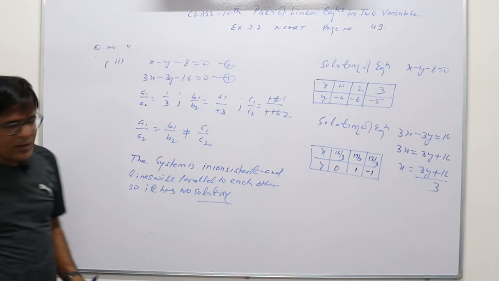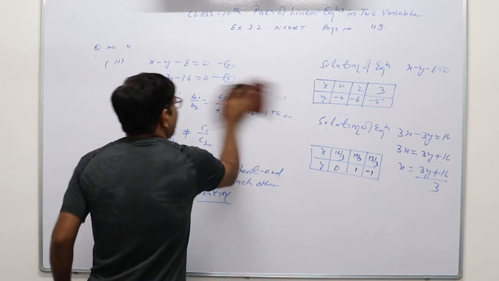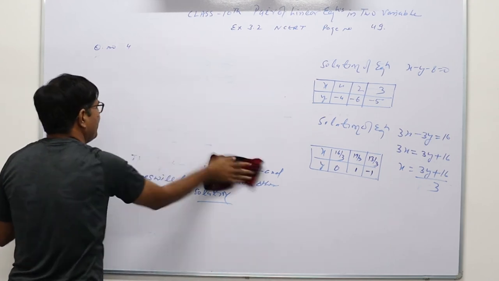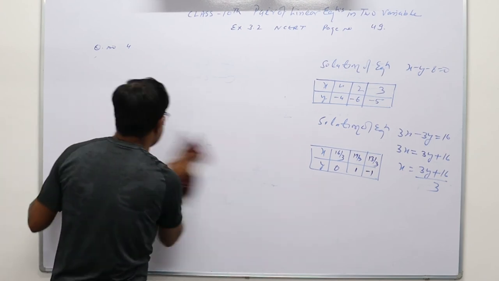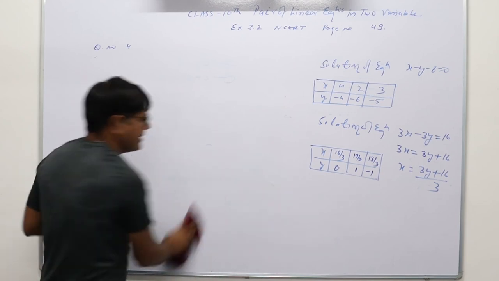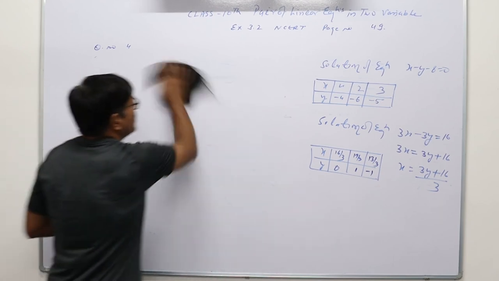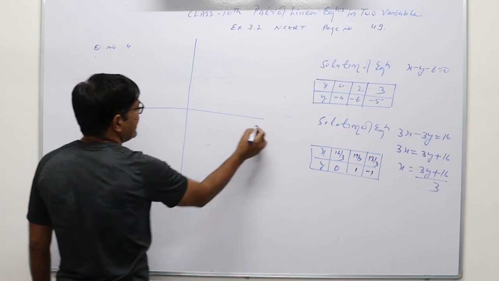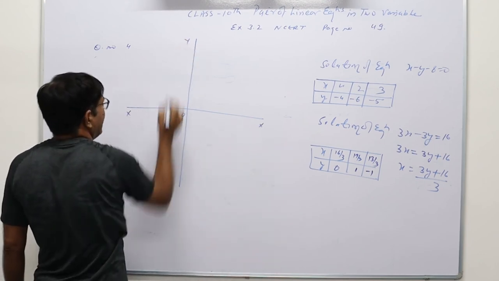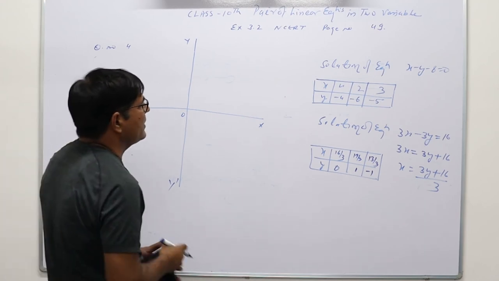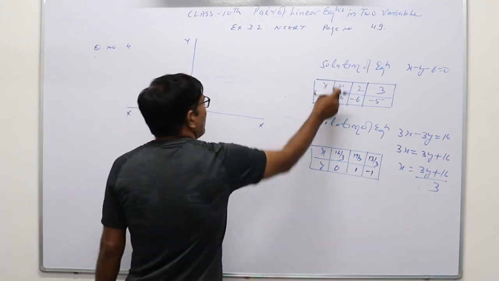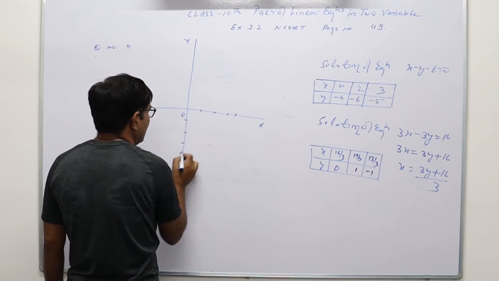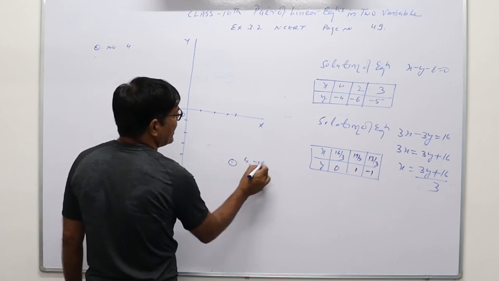Now to draw the graph of these two lines, first take the graph paper and at the center of the graph paper draw two mutually perpendicular lines, one is x-axis and another is y-axis, while taking proper scales. Let the mutually perpendicular lines on the graph paper be X'OX and Y'OY. Now the first solution set is (4, minus 4). So x is 4, y is minus 4. This will be the point (4, minus 4).